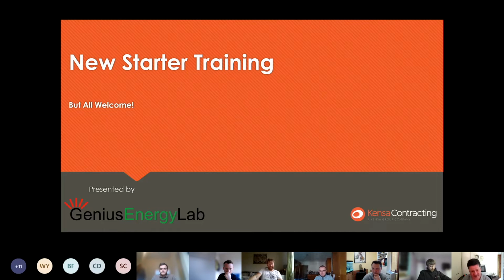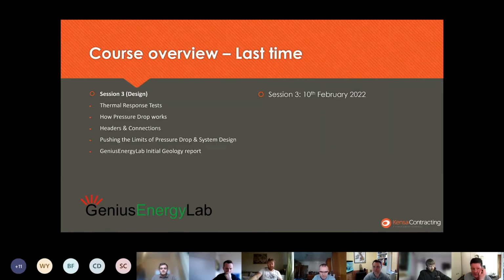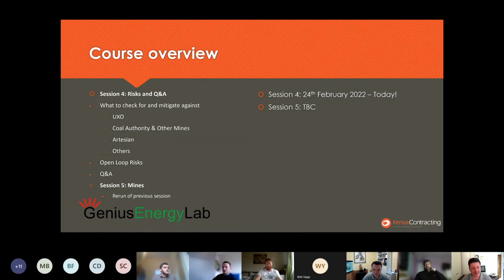Without further ado, a quick overview. Last time we talked about design in a little bit of detail. It was the second session of design, and we got into some of the technical details around thermal response testing, pressure drop calcs, headers and connections, and various other bits and bobs. We also touched on the utilisation of the initial geology report, which I think is quite a useful thing that we do as part of the relationship. So today we are going to be doing session 4.